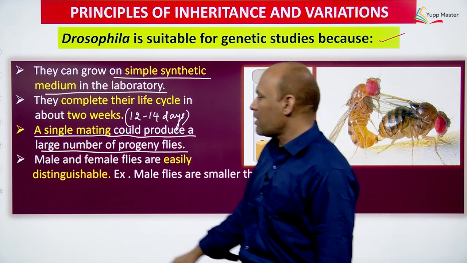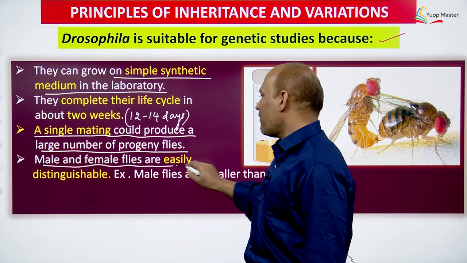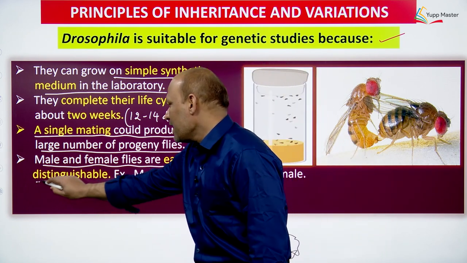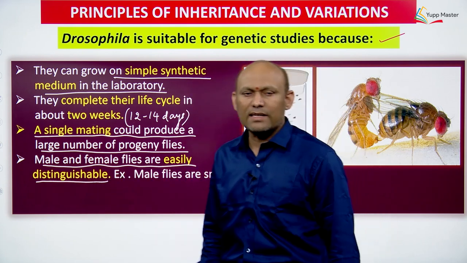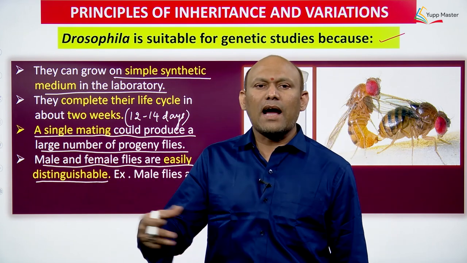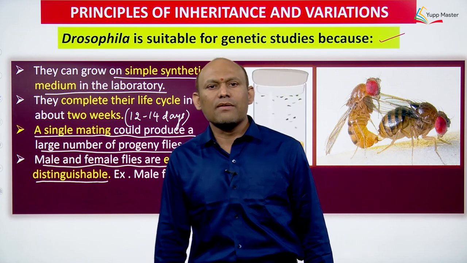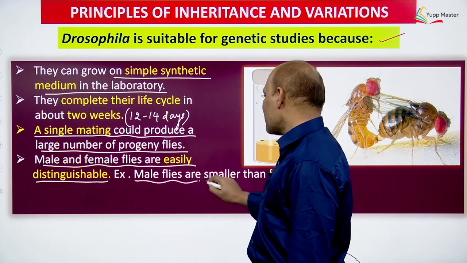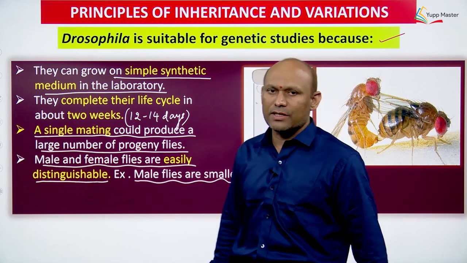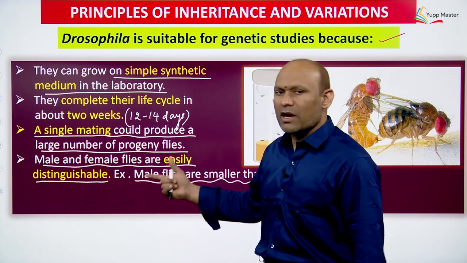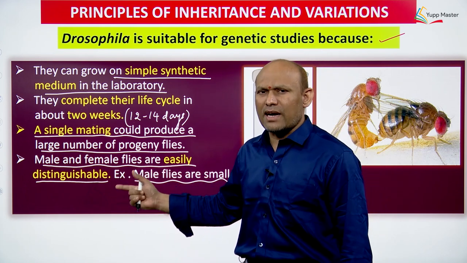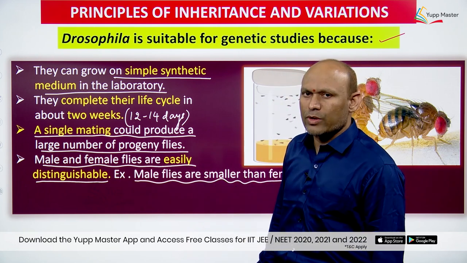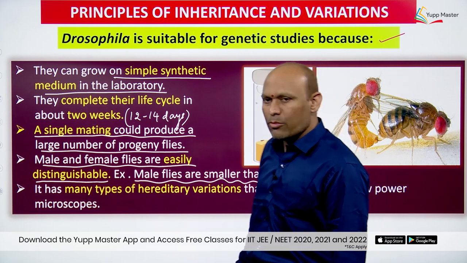Apart from this, let us see one more reason. Male and female flies in Drosophila are easily distinguishable, dear students. They can be easily identified by observing them externally. How? Male flies are smaller than female flies, dear students. So this is also one of the reasons behind selecting Drosophila melanogaster as a model organism to carry out his experiments. One more reason is there.